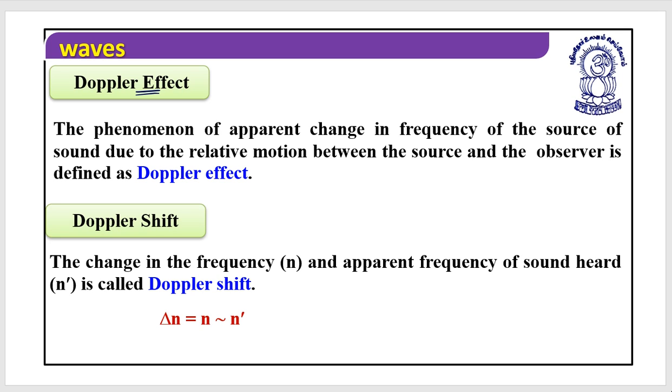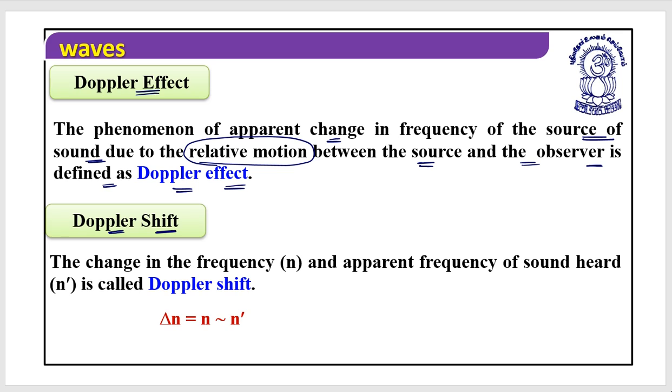When we say Doppler effect, it is the phenomenon of apparent change in the frequency of the source of the sound due to the relative motion. Please remember this word: due to the relative motion between the source and the observer is defined as the Doppler effect. And we have one more term, that is what we call the Doppler shift.